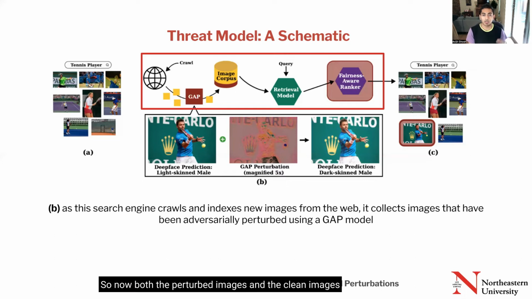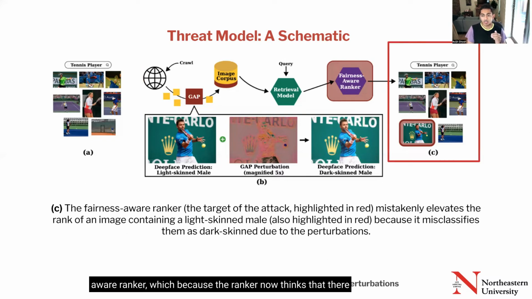So now both the perturbed images and the clean images go in the image corpus, which are then retrieved by the retrieval model and are then sent to a fairness-aware ranker, which, because the ranker now thinks that there is a quote-unquote dark-skinned man who actually essentially is a light-skinned man, unfairly boosts this person to the top. So this is the harm that's caused here, that a person that did not deserve an algorithmic boost is getting it.